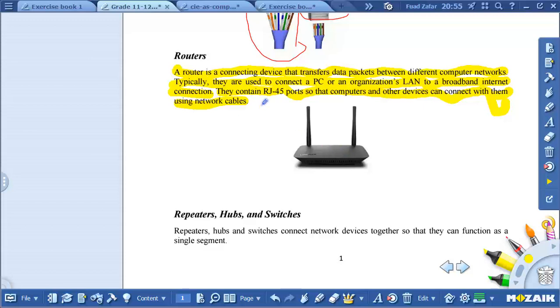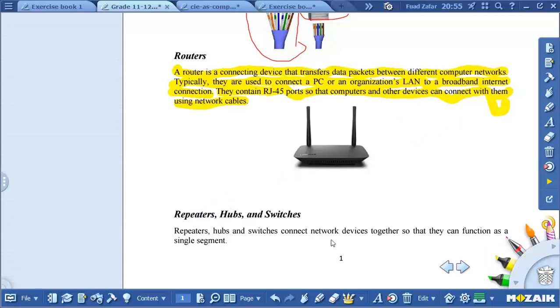The role of a router is transferring data, taking from an organization. Your WiMAX is a router. That means it is connected either wirelessly or by a cable through an RJ port to provide you internet.